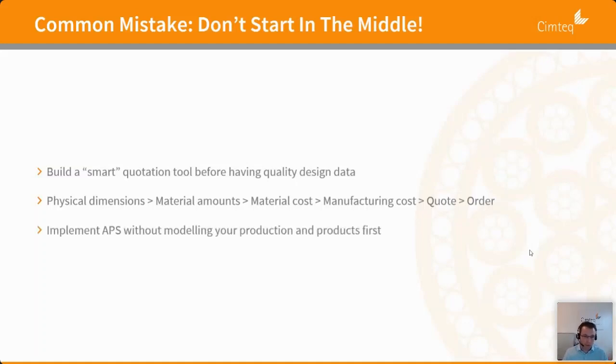I mentioned this also before, implementing your APS without modeling your production and products first. If you've got plans that tell you to strand a conductor on an insulation line because it has free capacity, the planning solution is not useful. And it's not really the planning solution's fault. It needs the data. You need to know what the factory simulation looks like. You need to know what the product looks like before you can model it.